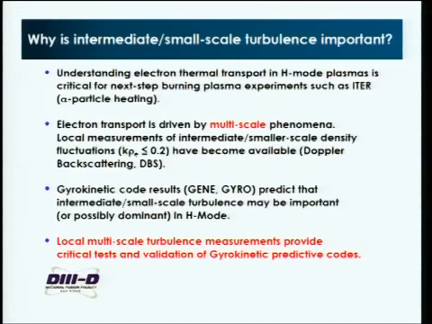Gyrokinetic code results have been obtained for a while that have predicted that intermediate and small scale turbulence may be important or possibly dominant in H mode. These are GENE results from Frankienko and co-workers, and also GYRO results that have been obtained in the US. Local multi-scale turbulence measurements provide critical tests and validation of gyrokinetic predictive codes.